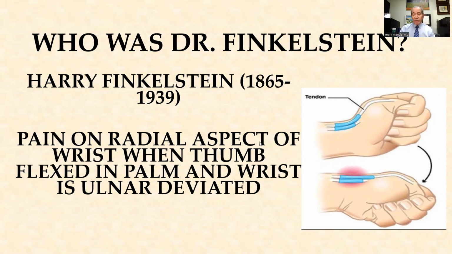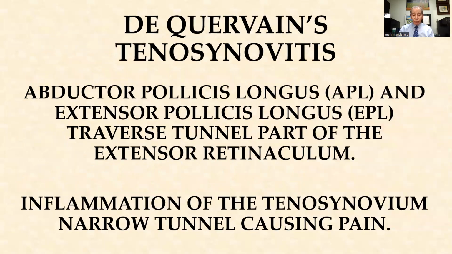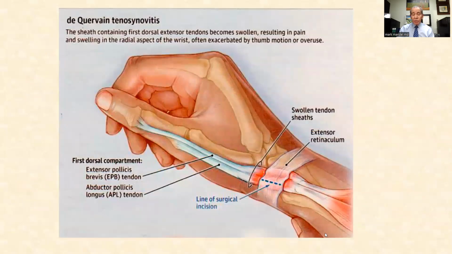Well, he noted that if the patient grasps their thumb and turns it in ulnar deviation, that will cause a lot of pain. So when examining someone who is suspected to have de Quervain's, we do the Finkelstein test last. Otherwise, we lose the patient's cooperation. So what occurs is the abductor pollicis and the extensor pollicis traverse the first dorsal retinaculum. Swelling of the lining causes the tunnel to narrow, causing pain.